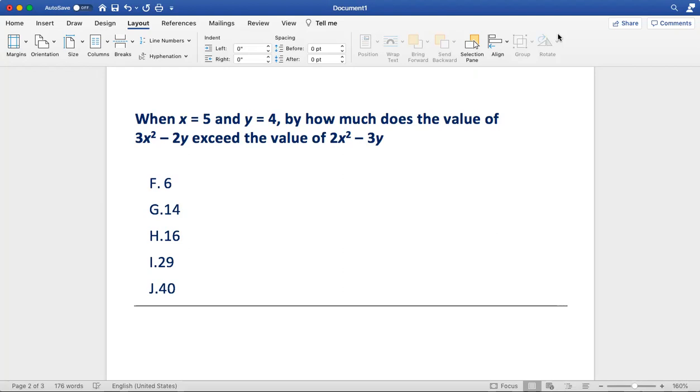All right, guys, let's get into it. So here's the question for this one. It says when x is equal to 5 and y is equal to 4, by how much does the value of the first expression exceed the value of the second expression?